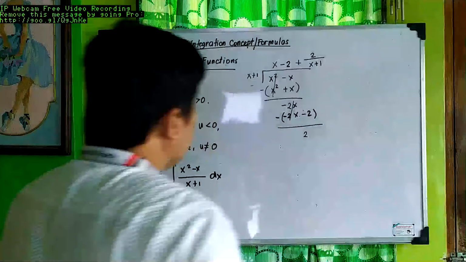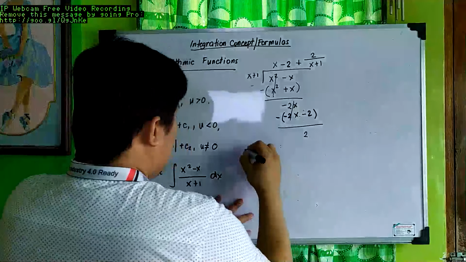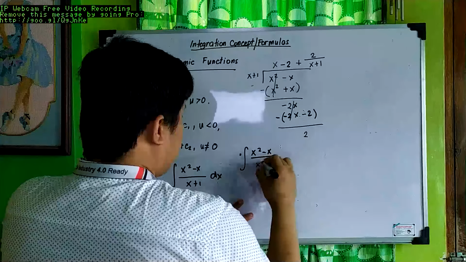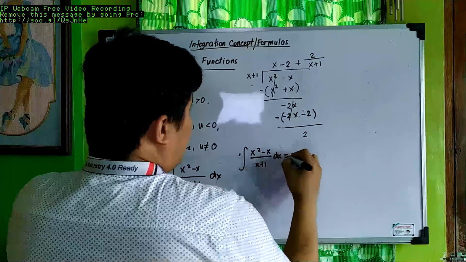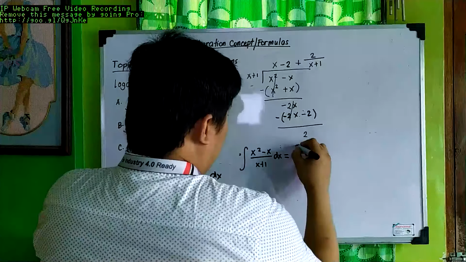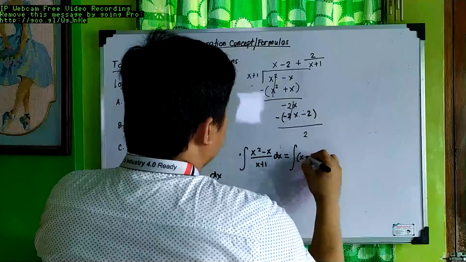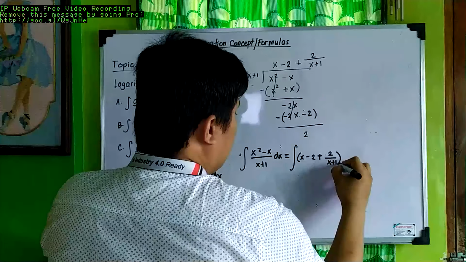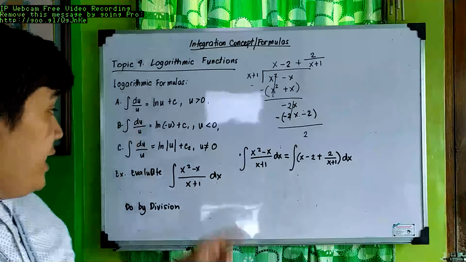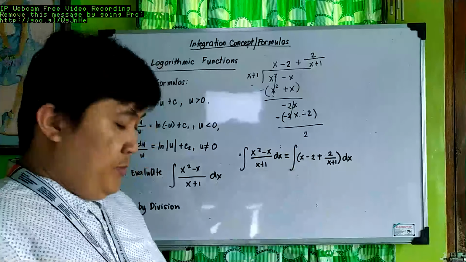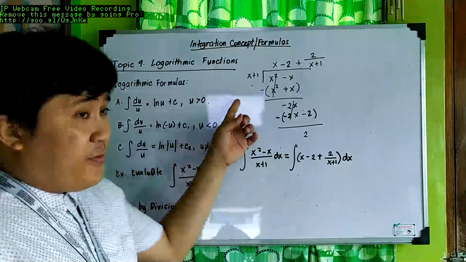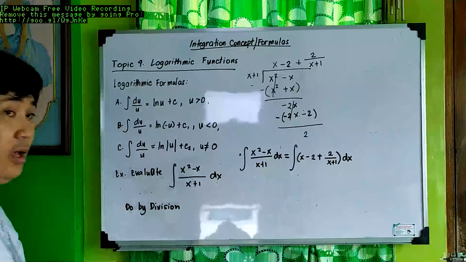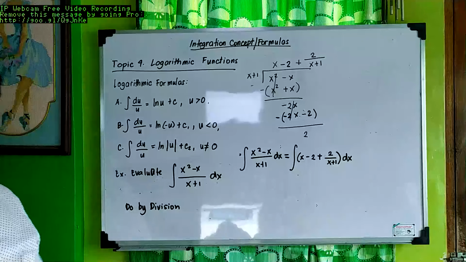Therefore, we could say that the integral of x squared minus x over x plus 1 dx is also equal to the integral of x minus 2 plus 2 over x plus 1 dx. So they are the same, this one or this one. When we use long division, if your numerator is of higher degree than your denominator, remember, okay? You need to remember that one.